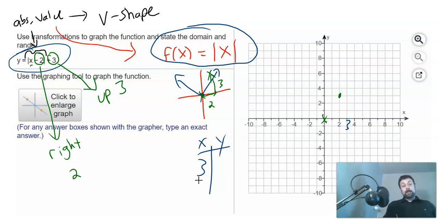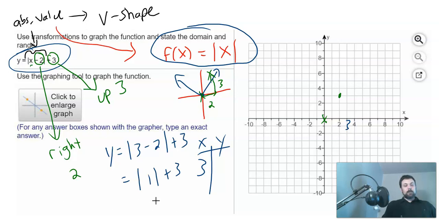You want 3 for x. So I'm going to plug in 3 to this, not to my basic one, but to the one I'm trying to graph, right? So y equals absolute value of 3 minus 2 plus 3. This is going to be the absolute value of 1 plus 3, which is going to be 1 plus 3, which is going to be 4. Right. And so I have the point 3, comma 4.